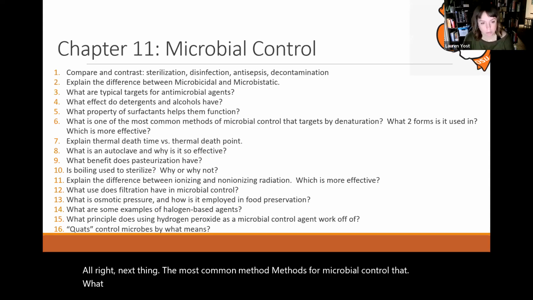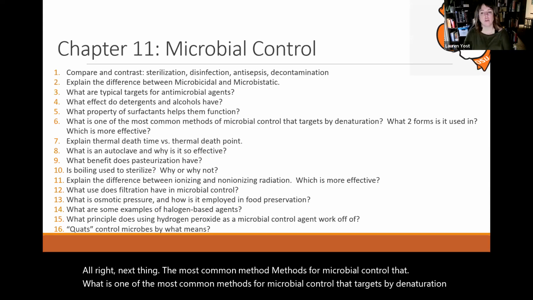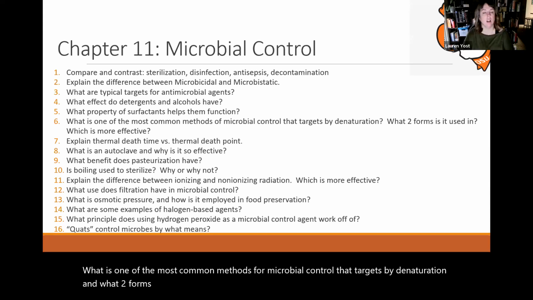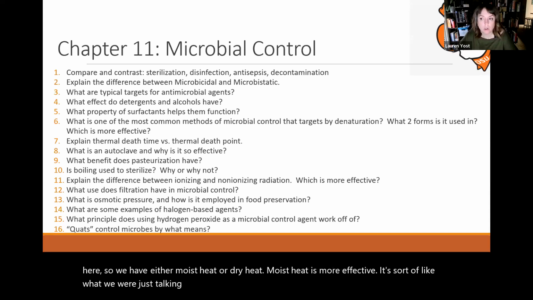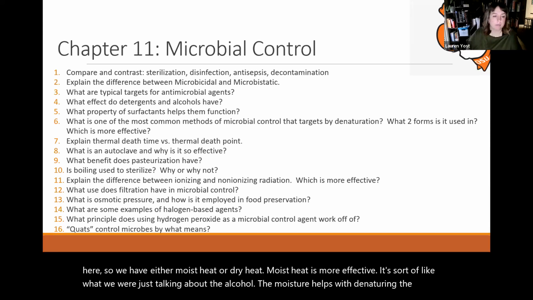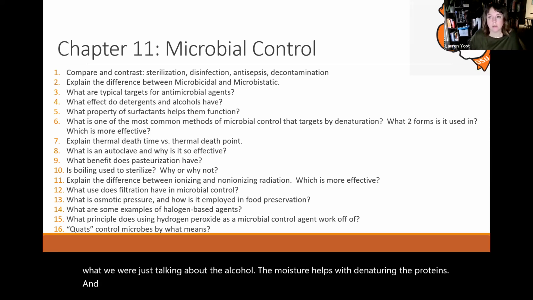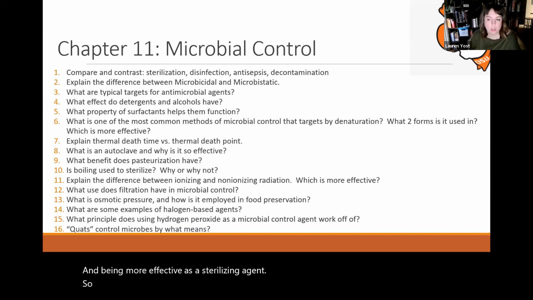What is one of the most common methods for microbial control that targets by denaturation, and what two forms is it used in, and which one is more effective? We're talking about heat here. So we have either moist heat or dry heat. Moist heat is more effective. It's sort of like what we were just talking about with the alcohol. The moisture helps with denaturing the proteins and being more effective as a sterilizing agent. So that's moist heat or dry heat, and the moist is more effective.